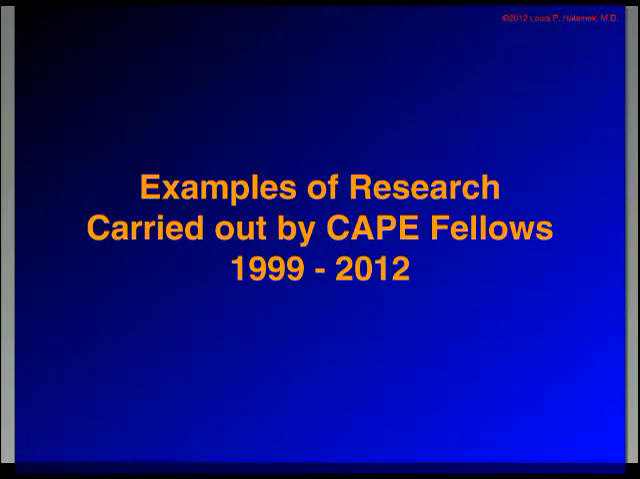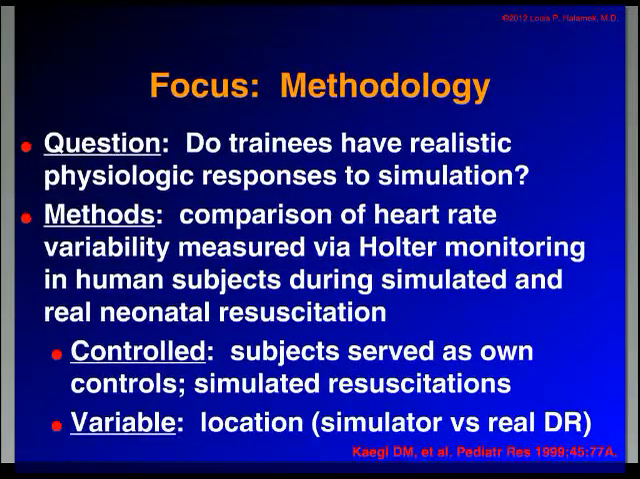And the fellows have actually done a wonderful job of employing the scientific method and a fair amount of rigor in looking at questions that they felt were very, very important to this field. So I'm going to take you through a few of these. This first project was done by David Kagi. He was actually the very first CAPE fellow, way back in the late 90s.